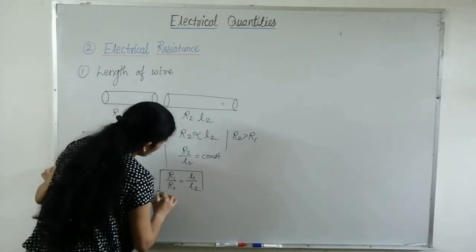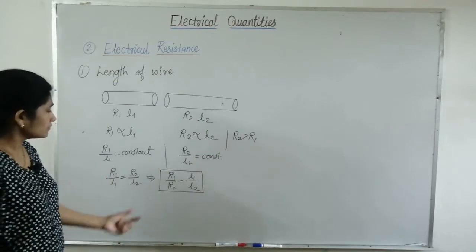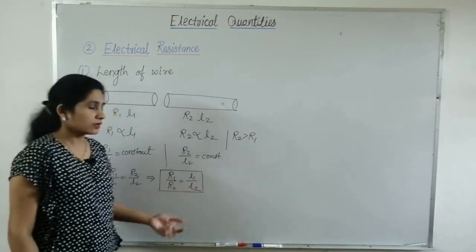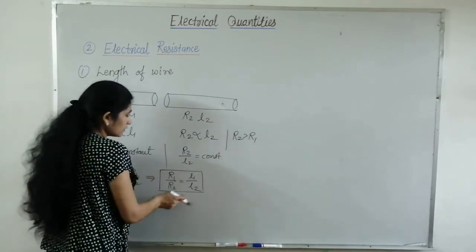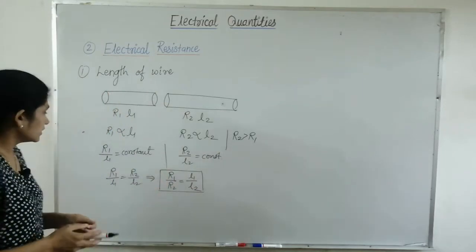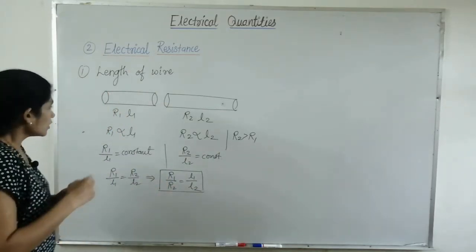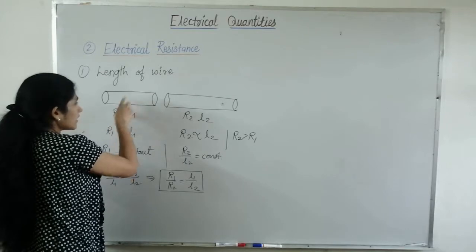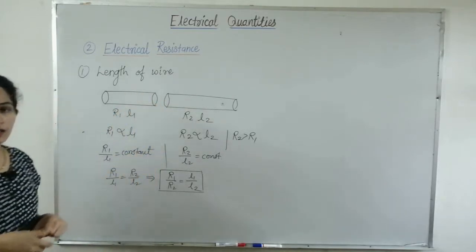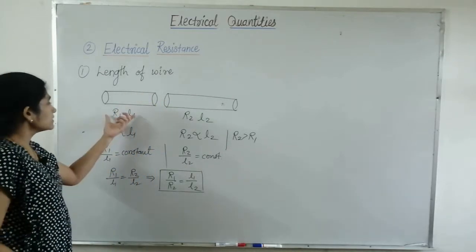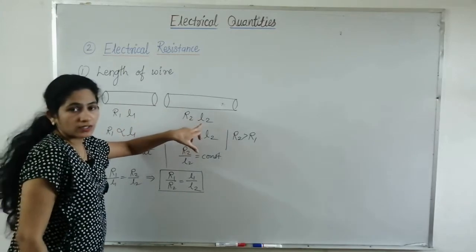This formula we are going to use when we solve numericals on resistance of a wire, when any three quantities will be given and you have to find the fourth quantity. Now we understood that resistance of a wire increases with the increase in length of a wire. But why does resistance increase with the increase in length?